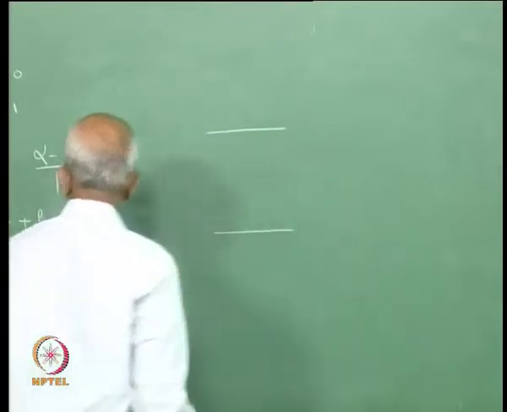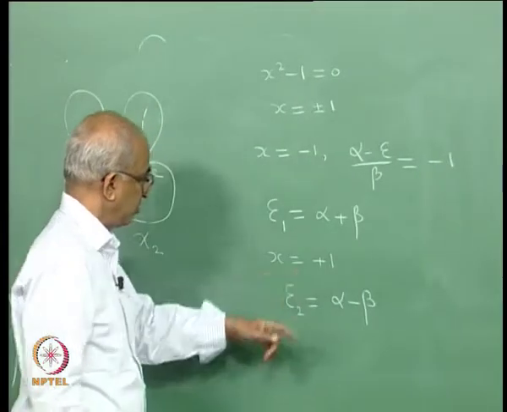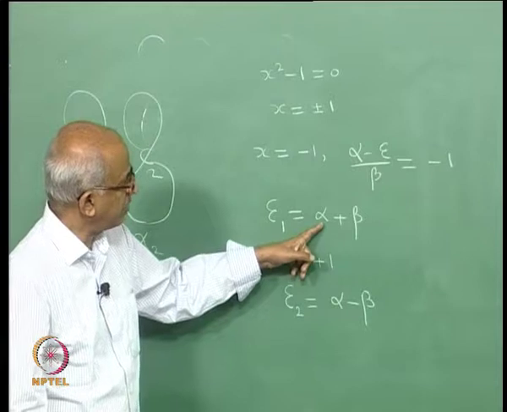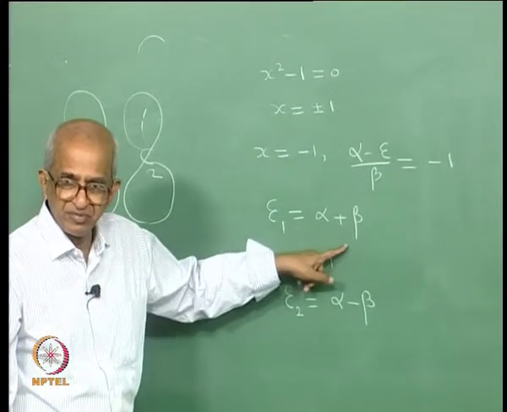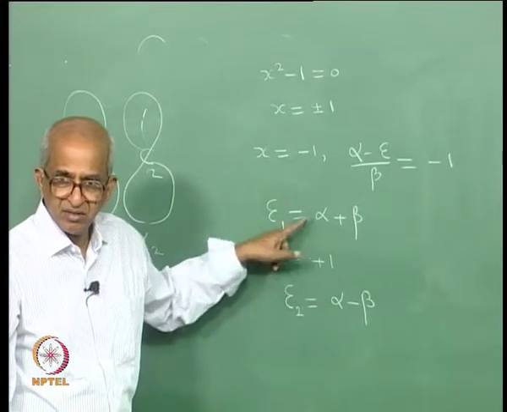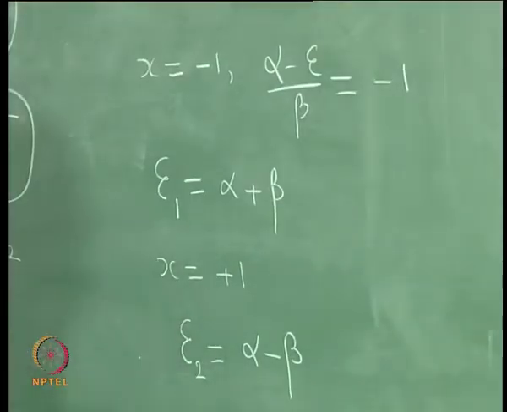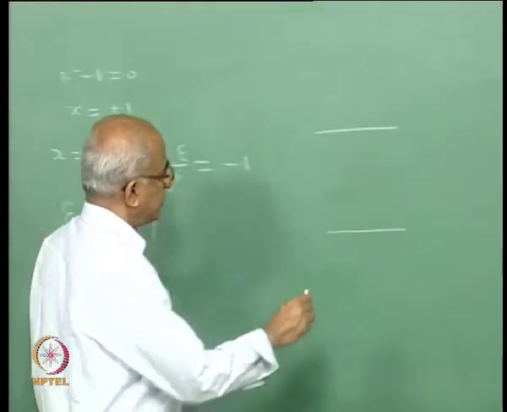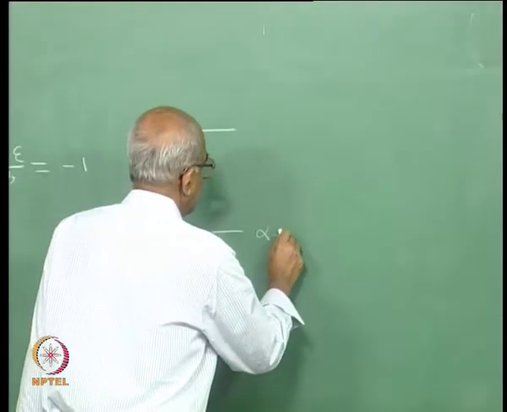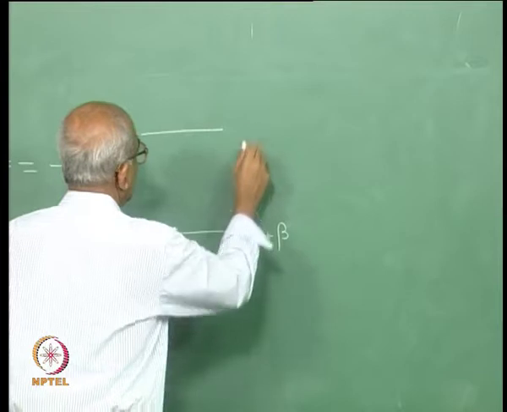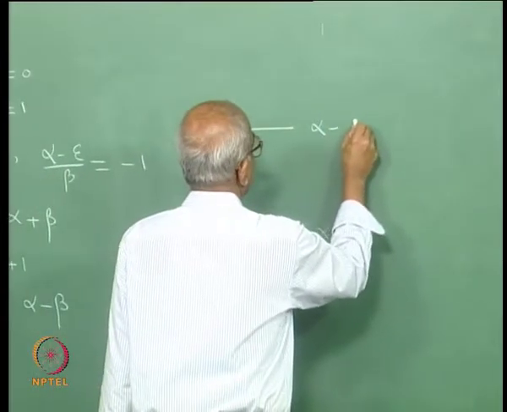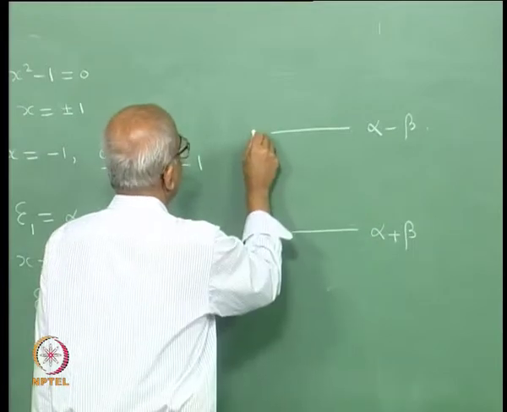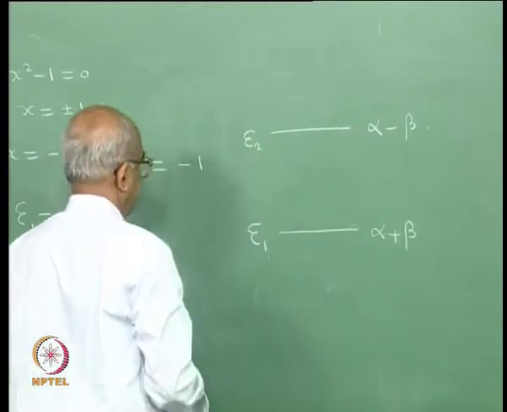Well, the question is which one is lower? The answer is that this is lower. The reason is that alpha and beta are both negative, right. If you calculate alpha and beta, you will find that both are negative, and therefore, alpha plus beta is the lower energy and alpha minus beta is the higher energy. So, this is my epsilon script E1 and this is my script E2.